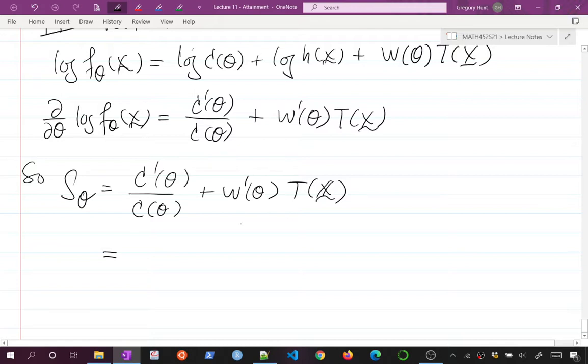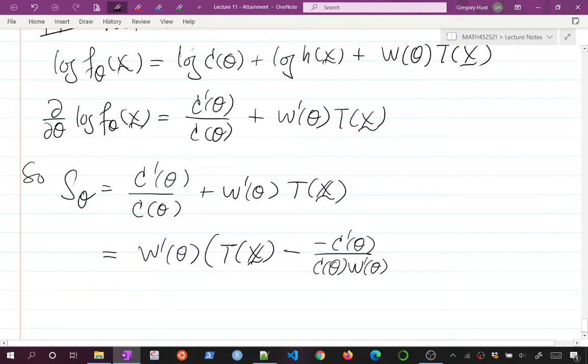So we can do that. What are we going to do? We're going to say, what do we want to factor out? Let's factor out w prime of theta. If we factor that out, we can have t of x, and then we want to write this as minus something. So let's say minus. Okay. I believe those two things should be equal, right?